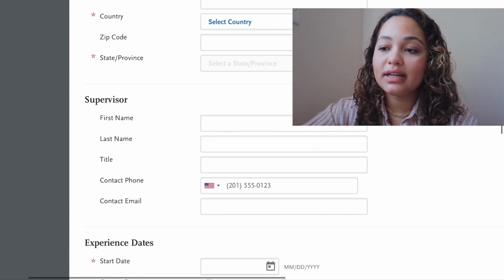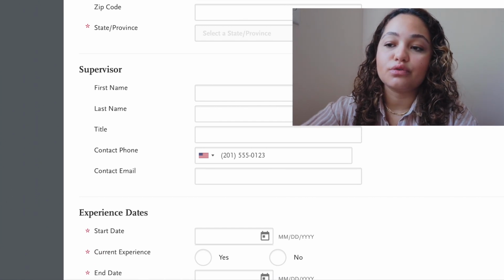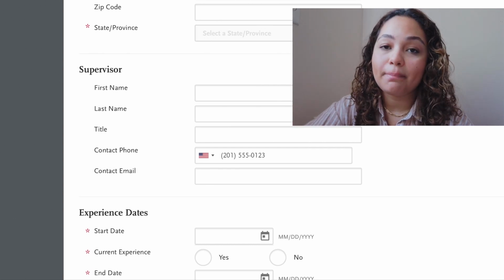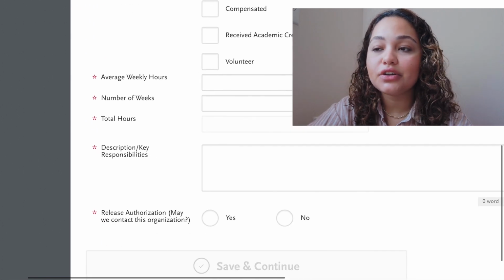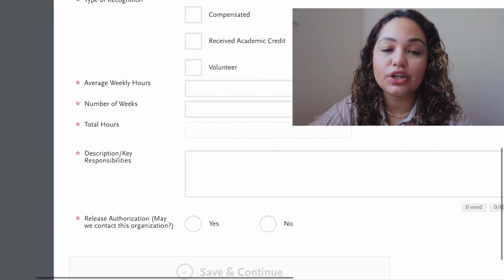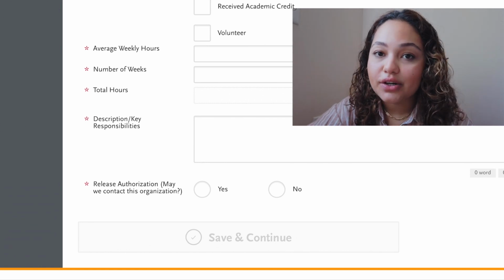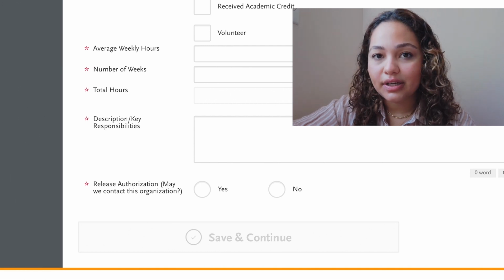Now, if you put in an experience, you know that on the bottom, where it says release authorization, may we contact this organization, you would never put no, because that means that it was a futile experience. If there is nobody in the organization or somewhere where they can verify that you were there, how many hours you were there, how long you worked there, what your position was there, I would say leave that experience off.